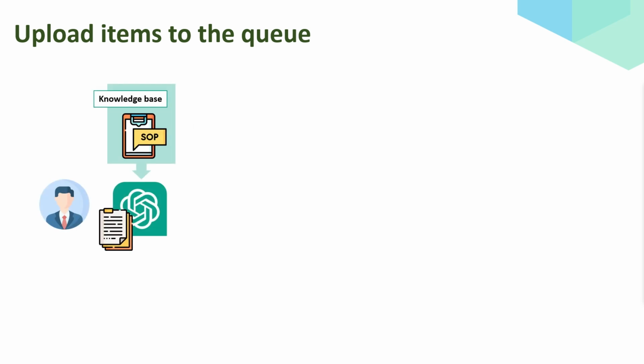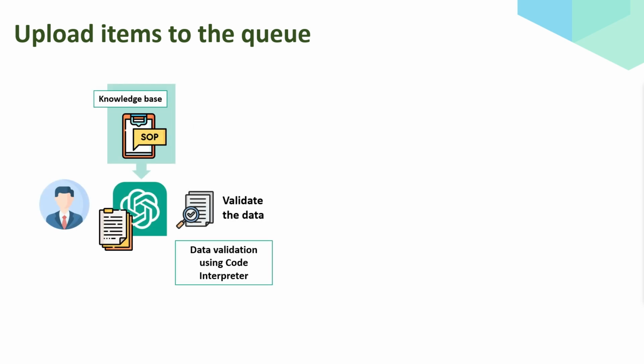We'll see how items are being uploaded to the orchestrator from ChatGPT. ChatGPT will convert requirements from the text of the SOP document to the Python code, and it will run it in the code interpreter to validate records before sending them to orchestrator.